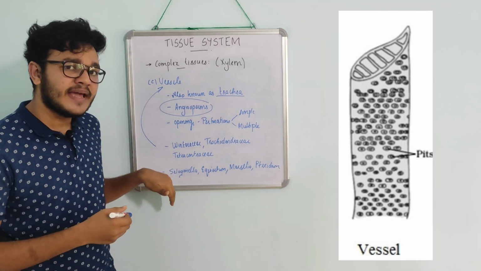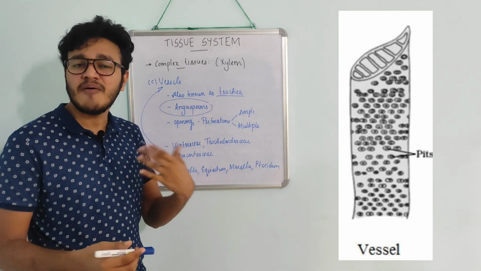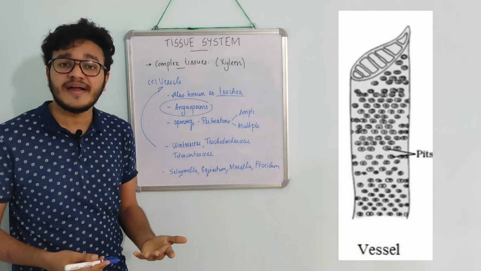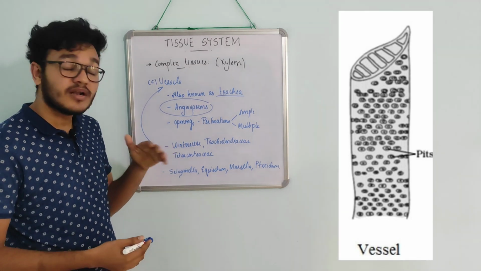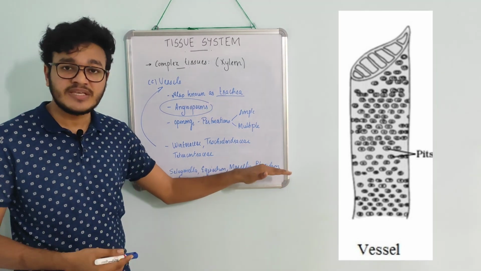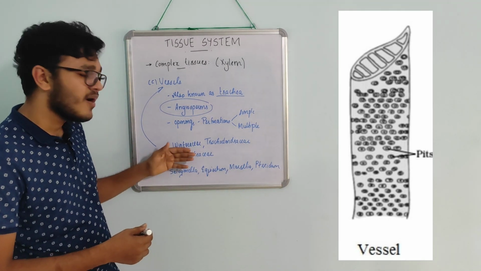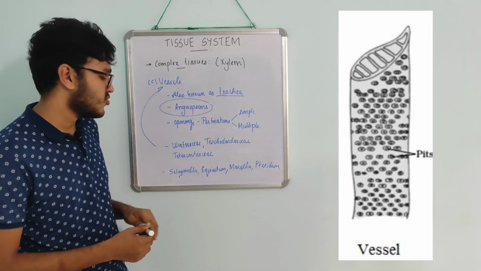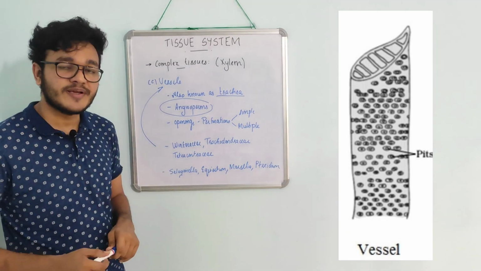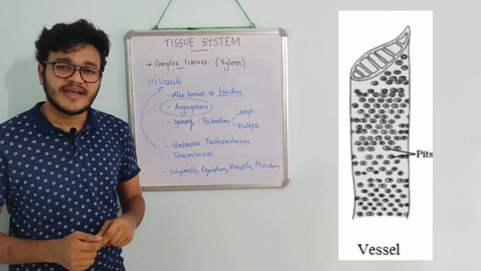So now again an exceptional point is coming, that is in ferns we have said that vessels are absent, but some pteridophytes have vessels, that is Selaginella, Equisetum, Marsilea, and Pteridium. These 4 names you should note down, because you might see these questions in the entrance. So that is also an entrance point question. So that is all we have to briefly learn about vessels from the entrance point of view.